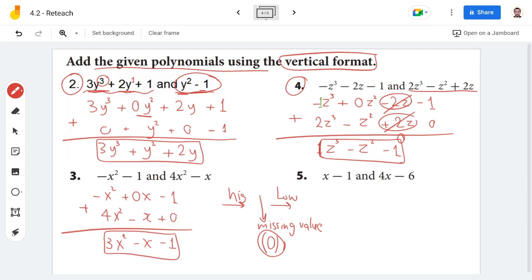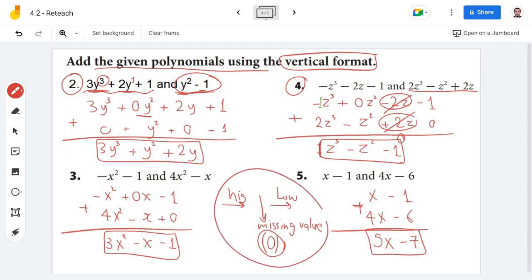Let's go to the last one. There is nothing missing here, so you can just say negative x minus 1 and 4x minus 6. You can just add them together. x plus 4x equals 5x, negative 1 plus negative 6 is negative 7. I hope the vertical way is clear to you. Don't forget that you have to fill the missing variables with 0.